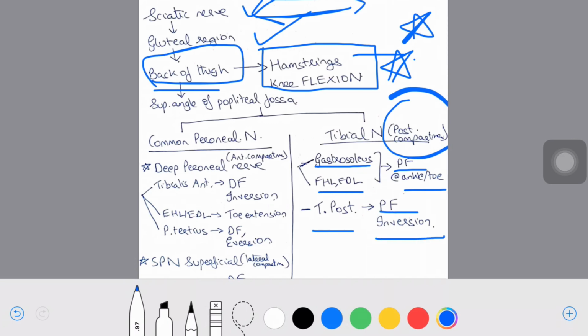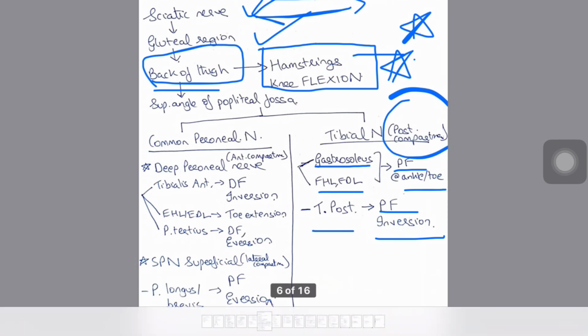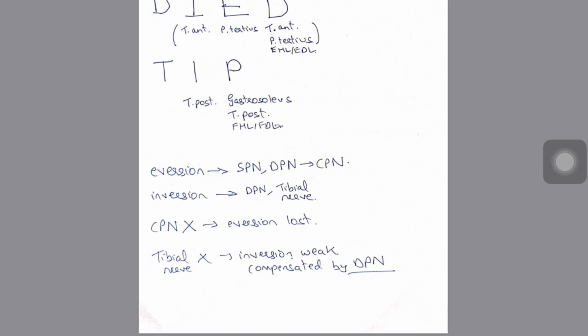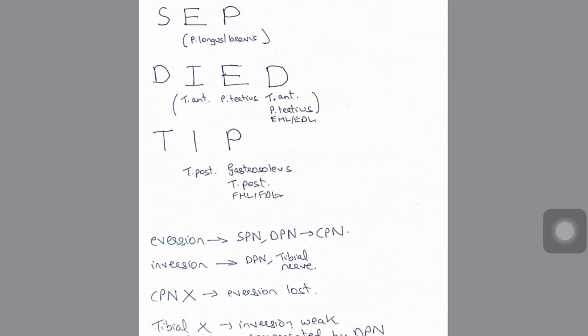Okay, so it is confusing enough. I know it is confusing enough. So that is why we have gathered over here, to get a clue and to get some mnemonics. Okay, so the mnemonic for remembering this is SEP: superficial peroneal nerve causes eversion and plantar flexion.